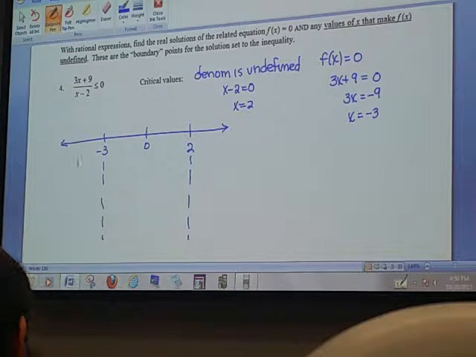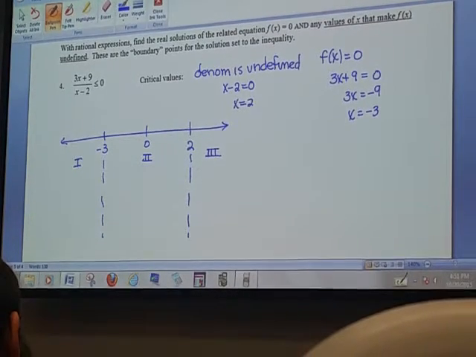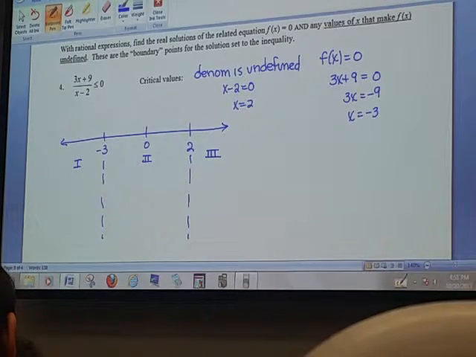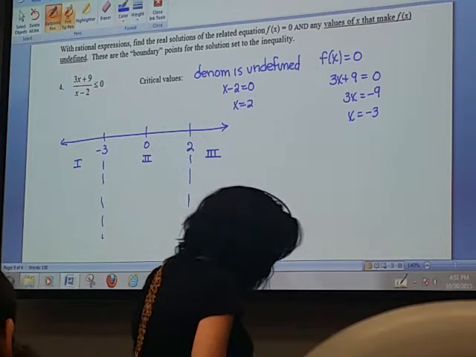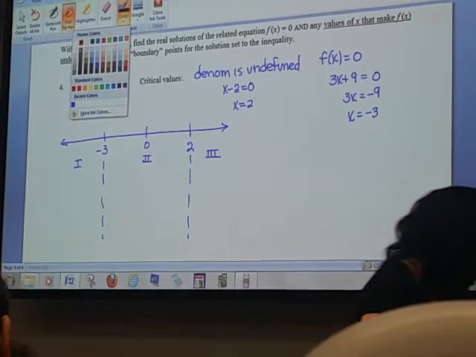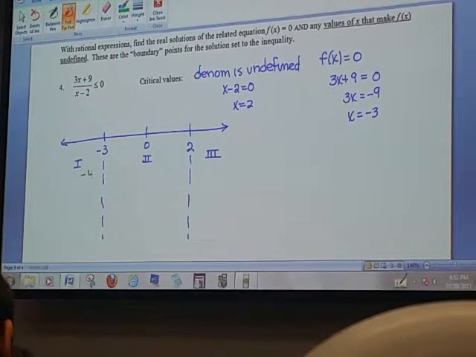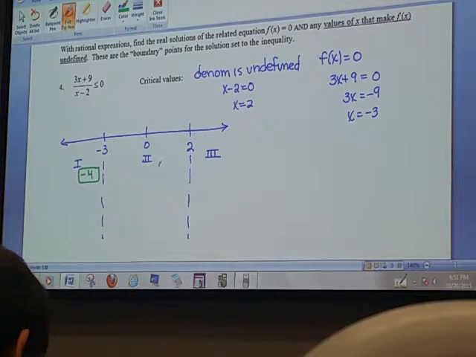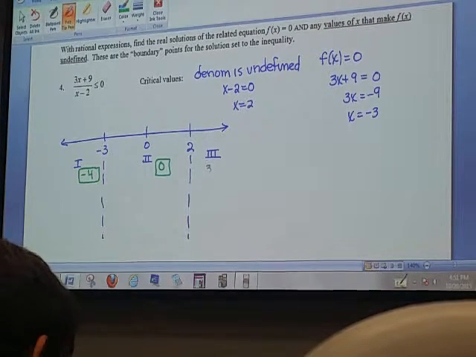Okay, so I still have 1, 2, 3. I still pick whatever point I'm gonna plug in. By now, I guess we know. Negative 4. We got negative 4. We got 0. We got 3.